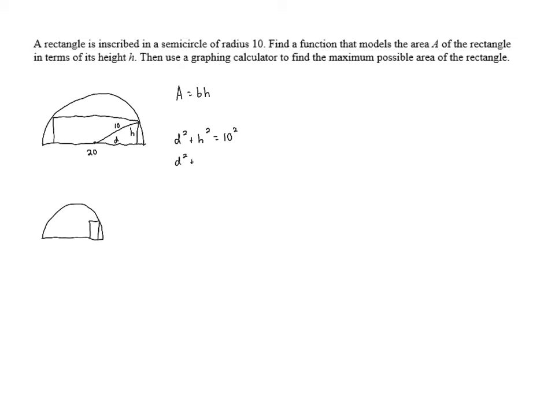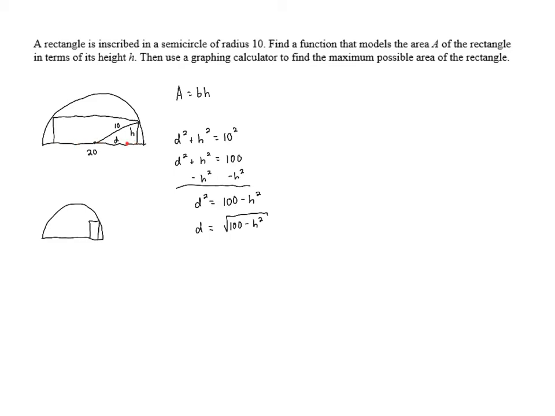Now, 10 squared is 100, so this becomes d squared plus h squared equals 100. And then to get the d squared alone, we can subtract h squared from both sides. This gives us d squared equals 100 minus h squared. And then to get the d alone, we take the square root of both sides. We don't need a plus or minus symbol because it's going to be a positive distance. And we get d equals the square root of 100 minus h squared.